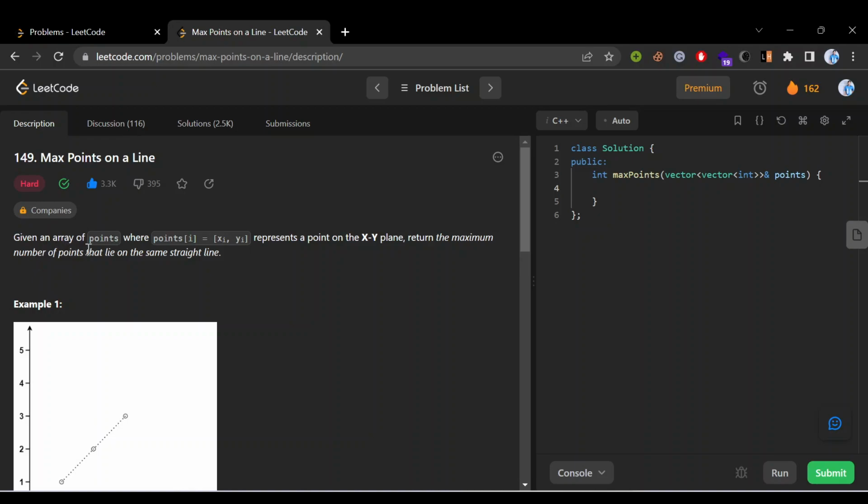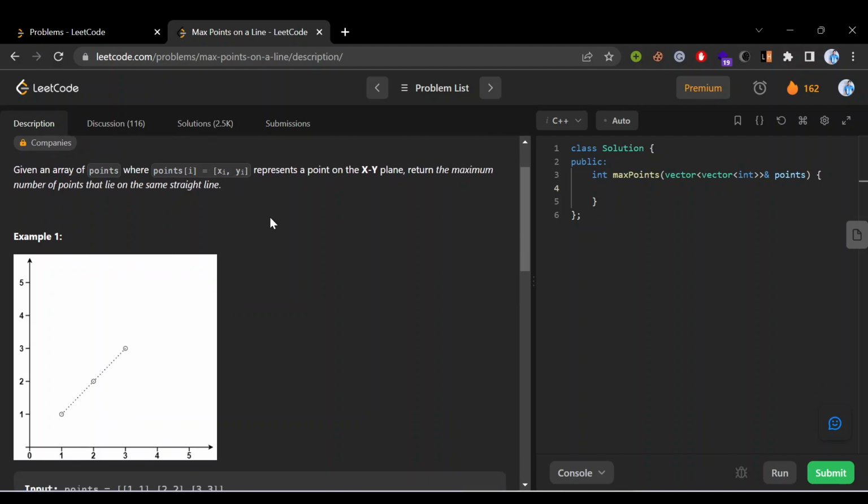So we are given an array of points where points[i] is equal to [xi, yi]. This is the x coordinate, this is the y coordinate of a point. They are represented on an xy plane. So this is the xy plane, this is the x axis and this is the y axis. Return the maximum number of points that lie on the same straight line.